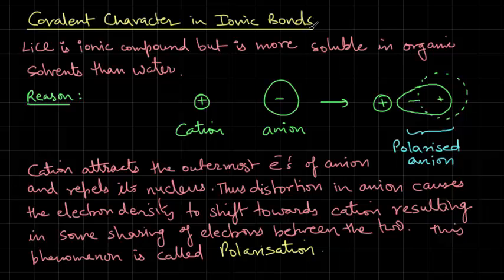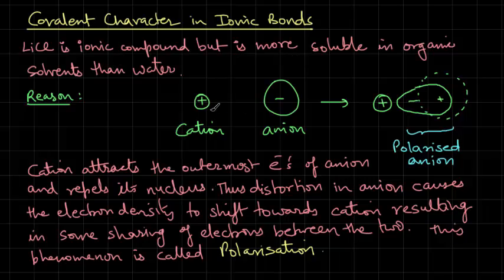Covalent character in ionic bonds. LiCl is an ionic compound but is more soluble in organic solvents than water. Solubility in water is a feature of ionic compounds, but LiCl, even though it's ionic, is more soluble in organic solvents than water. Ionic compounds normally get dissolved in water, but LiCl does not. The reason is that LiCl itself acts a little bit as a covalent compound.